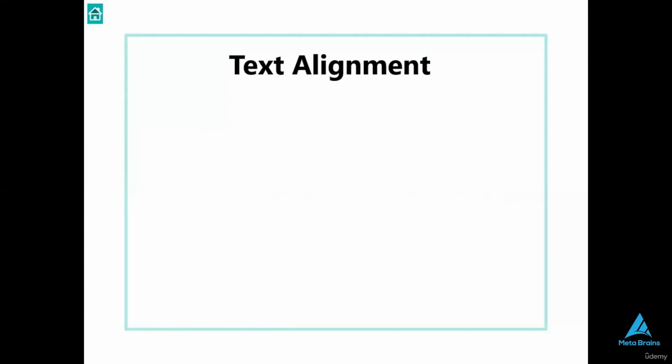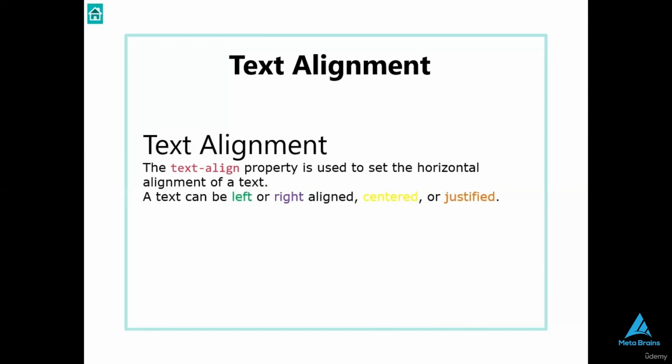Alright, let's now talk about text alignment. So what is text alignment? As the name implies, text alignment is used to align our text, in which we use 4 properties. The alignment properties are left, right, centered, or justified. The text is left aligned by default. We can move the text to the right side or to the center, and we can also justify it.